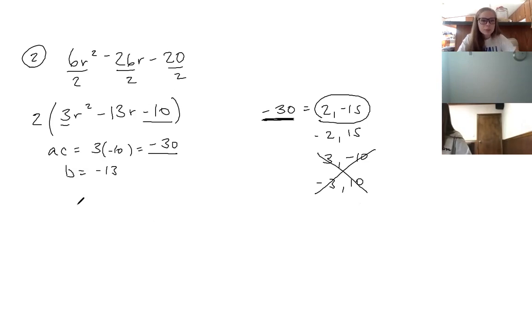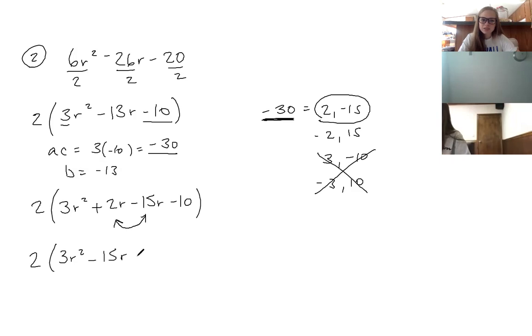So here we go. Next thing I'm going to do is just rewrite my trinomial. So 3r squared, instead of writing negative 13r, I'm going to do positive 2r minus 15r minus 10. All right. Let me ask you this. Can I swap these two? Can I swap 2r and negative 15r? Would that still be the same thing? If I said negative 15r plus 2r, is that still negative 13?